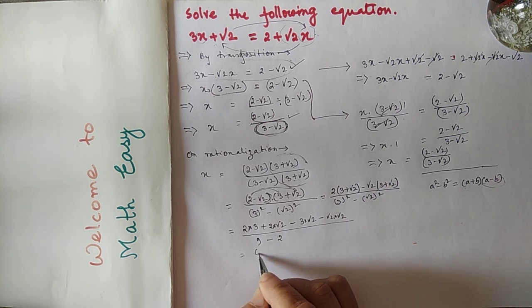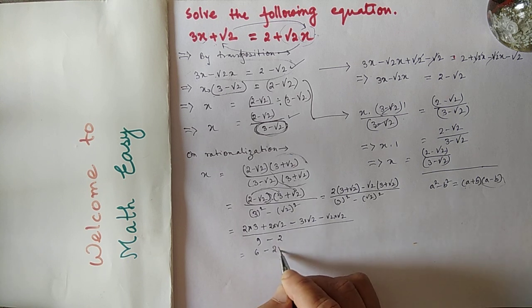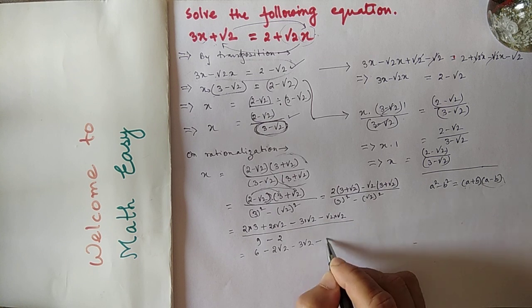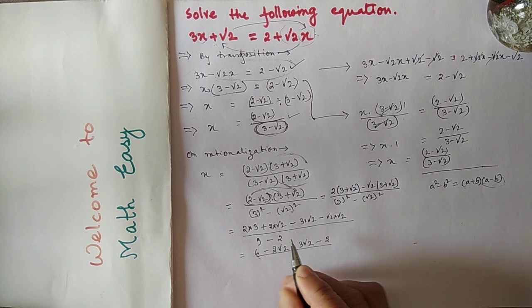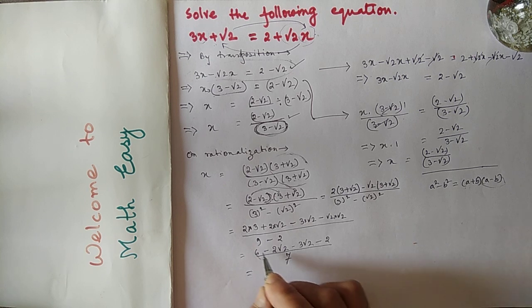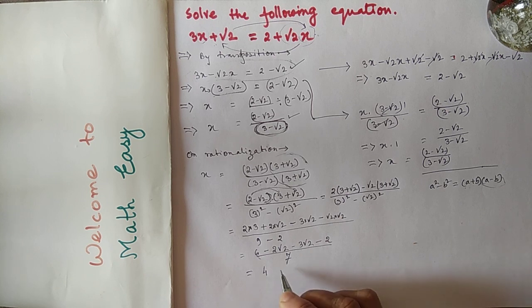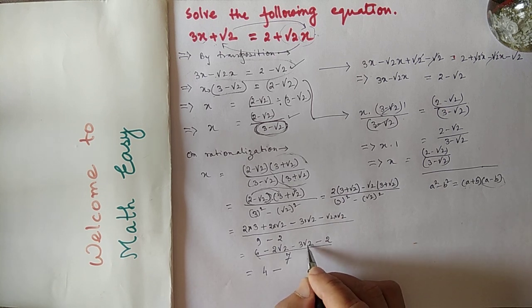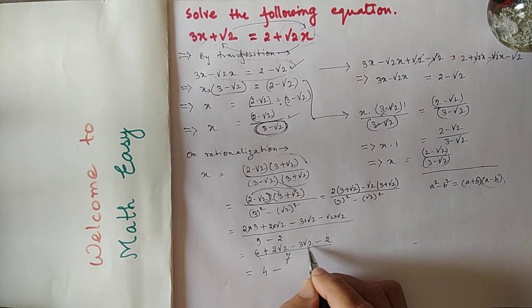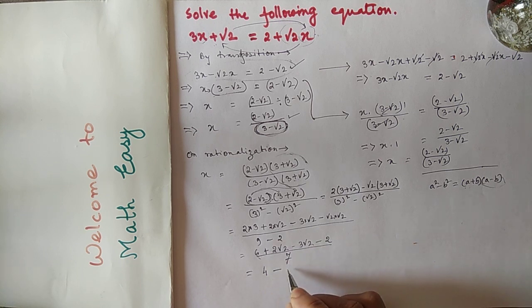So here it is coming 6 minus 2 root 2 minus 3 root 2 minus root 2 into root 2, 2. 9 minus 2 is equal to 7. Now here 6 and 2 will simplify. So 6 minus 2 is coming 4. And here 2 root 2 terms, it is plus here. Minus 3 root 2 and plus 2 root 2. So we'll get 1 root 2. 1 root 2 means only root 2 by 7.